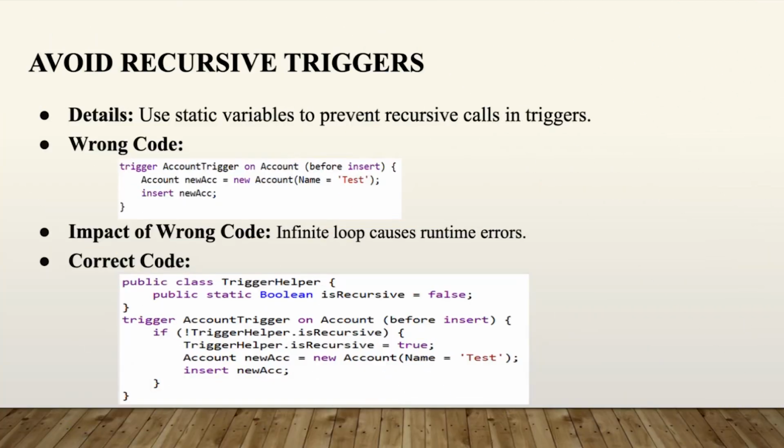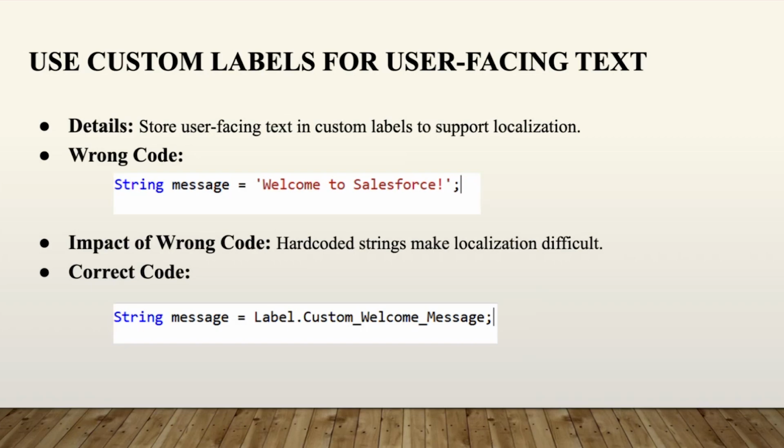It's very important. Whenever you are modifying the trigger or writing new trigger logic, you need to make sure your code handles the recursion and it will execute only one time. Otherwise, it can create many issues. It can cause the SOQL limit, DML limit, and other governor limits as well. We always need to make sure that our code runs only once per transaction. And use custom labels for user-facing text.